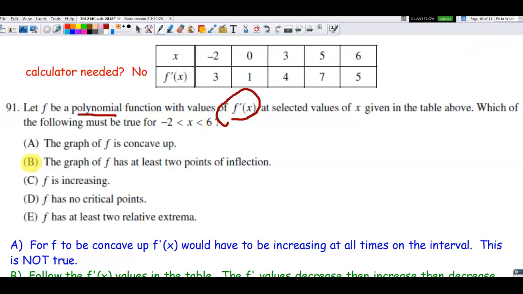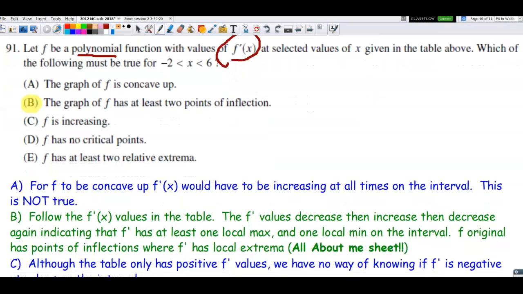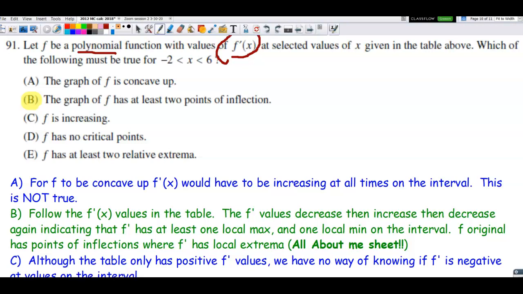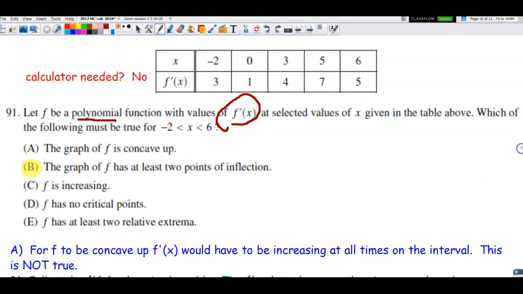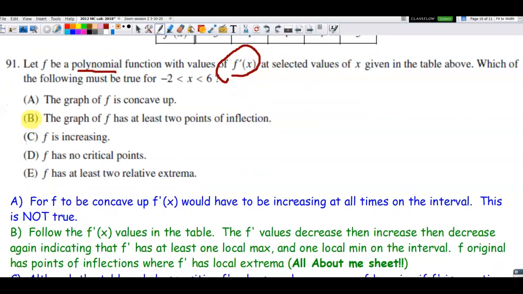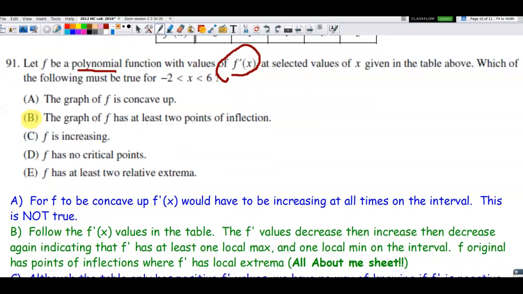Well, you can see down here below, I've typed up exactly why each distractor can't be true. So in letter A, for f to be concave up, f prime would have to be increasing at all times on the interval. This is not true, because if you look at the values in the table, 3, 1, that's already a decrease, so that's over. B, the graph of f has at least 2 inflection points.